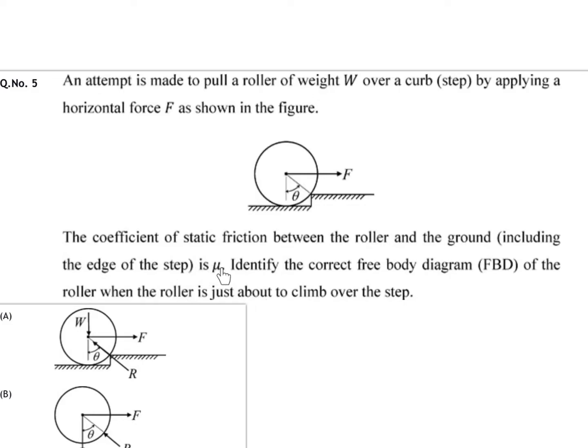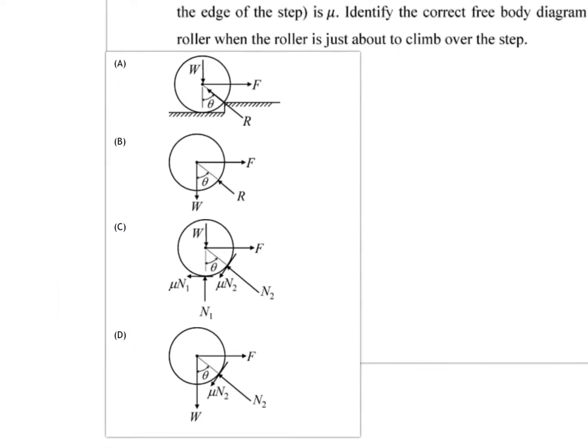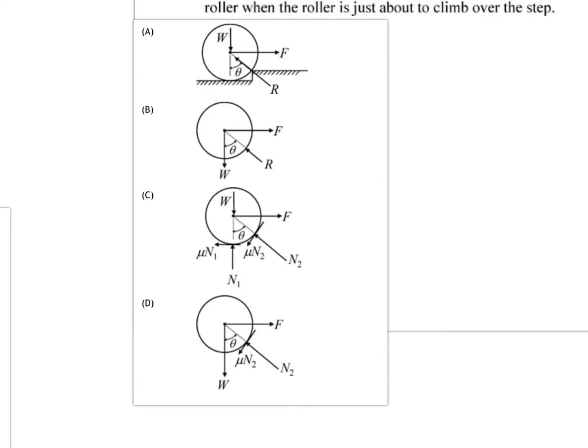So they give you the coefficient of friction throughout this bottom surface over which our roller is rolling. Then they are asking us to find the correct free body diagram of the roller when the roller is just about to climb over the step. A very simple problem at the first sight, because here they have given us four different free body diagrams, A, B, C, D. We just need to pick one among the four.